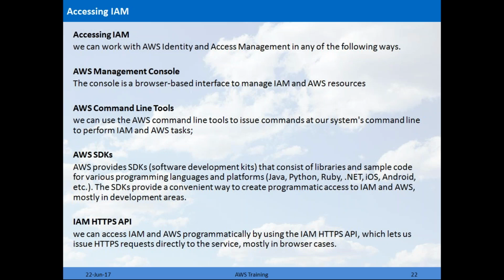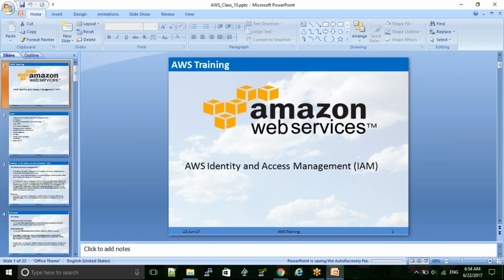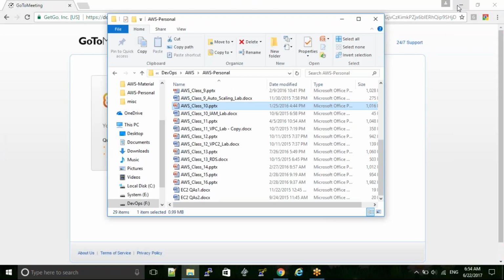So what exactly is this? Like we have NetBeans and kind of a Java environment, interactive tools, right? The same way we have SDKs with which we can access AWS environments through IAM. We have a secured HTTP API also through which we can access. So mostly in browser cases we have it. So this is what IAM is, and let us have a quick look at what we are going to do with IAM.